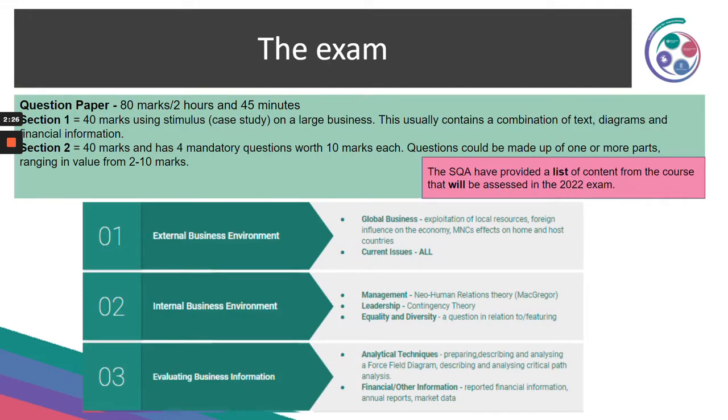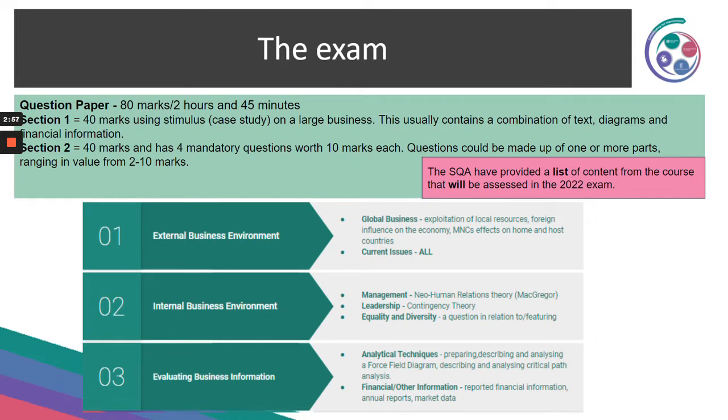So I'm going to talk to you a little bit about the Advanced Higher Business Management exam. The question paper is made up of 80 marks and is 2 hours and 45 minutes in duration. It's made up of Section 1 and Section 2. Section 1 is 40 marks worth using a stimulus, which is your case study. This is usually on a large business. It contains combinations of text, diagrams and financial information in the form of exhibits.